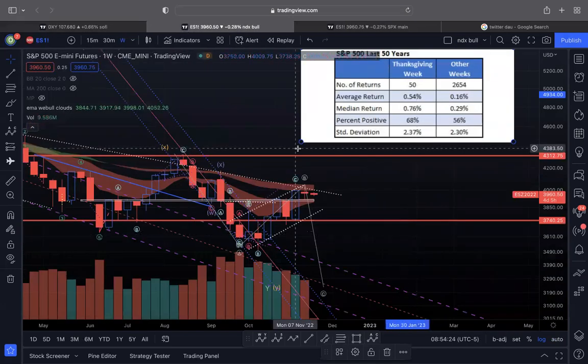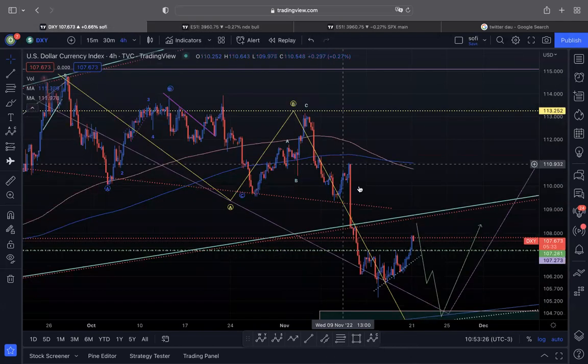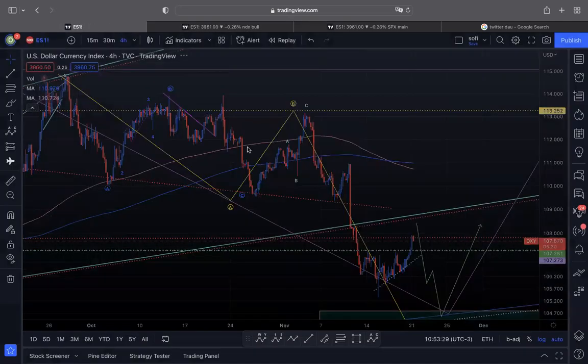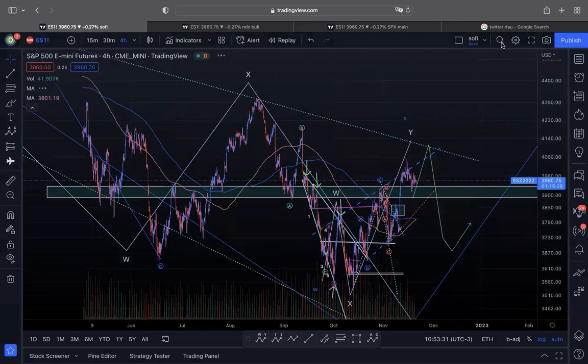So I still don't think this is more likely. I'm still of the opinion it's probably going to push up at least to that trend line, right? Before we come down further.